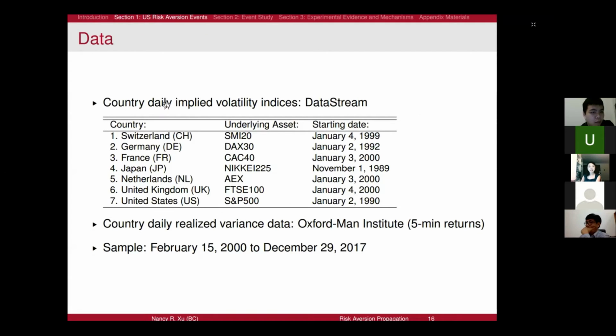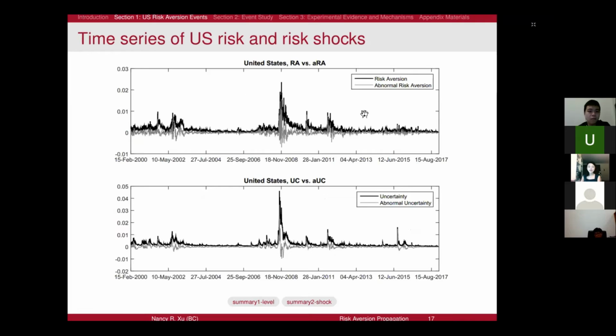Now, looking at these country daily implied volatility indices, that really explains the sample limitation here, say why we look at the 6 countries we look at, and the time series as well. You see only 2 countries are from the Euro area, using the same Euro currency. We have Switzerland using a different currency, Japan, Netherlands, and UK, right? Of course, the US will be our benchmark. And I look at the sample from 2000 to 2017, and basically the data is quite standard. And here's the time variation of risk aversion in black, and this risk aversion shock in gray.